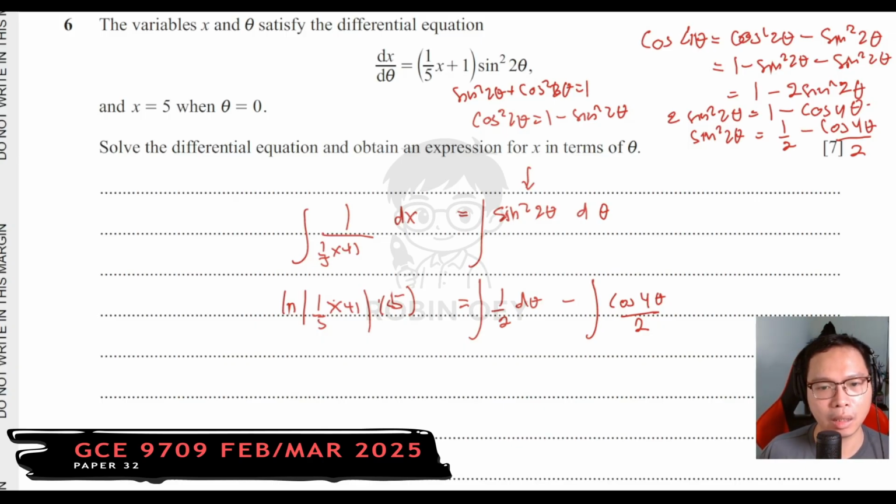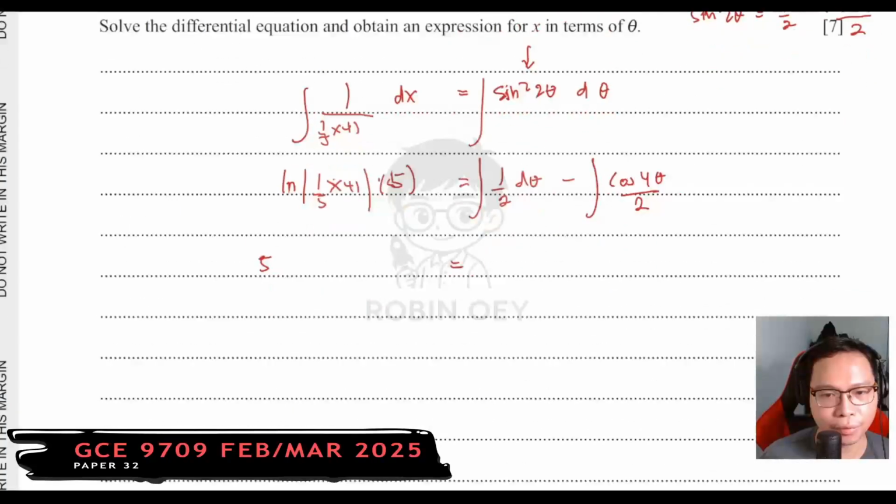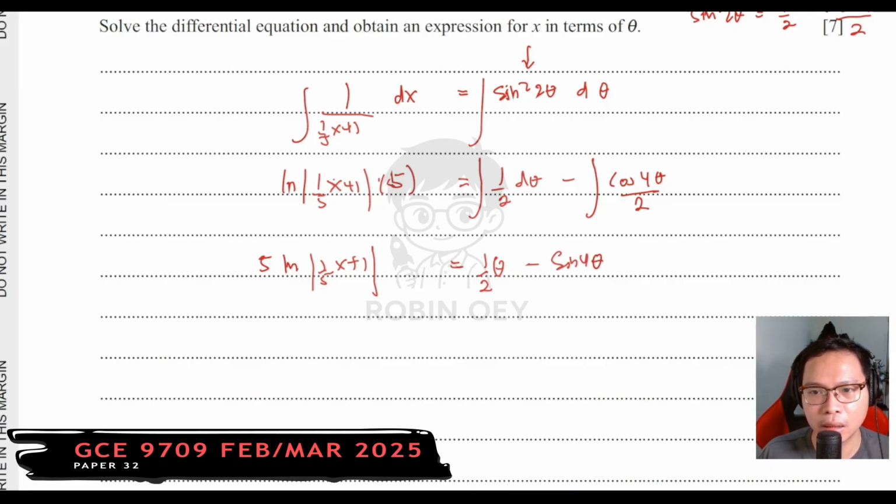Of course, let me rewrite that: 5 ln of 5x plus 1 equals the integration of this, which obviously will become half theta. The integration of this would become negative sine 4 theta over, we divide by 4, so 8.